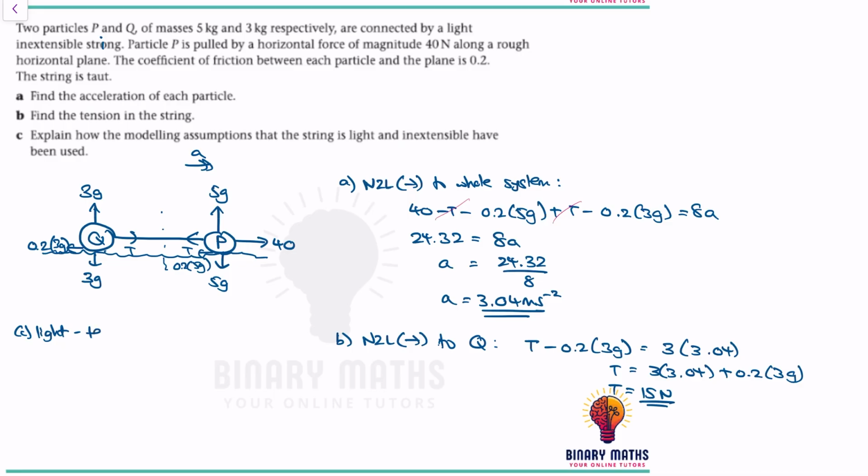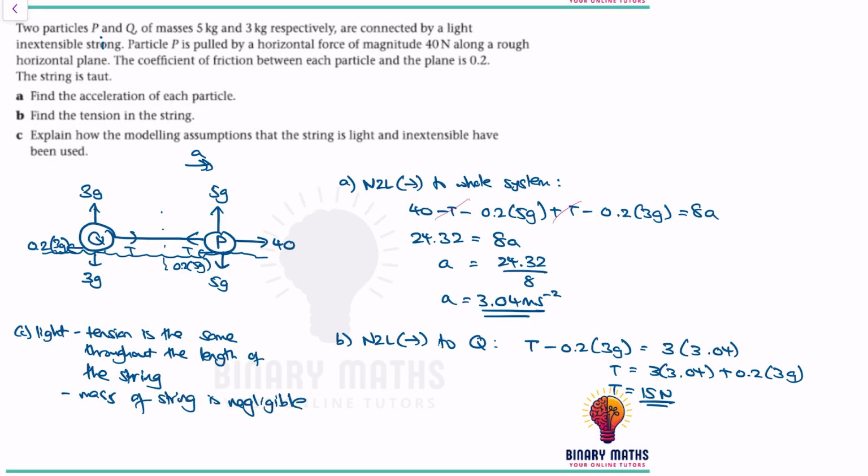light means tension is the same throughout the length of the string. And it also means the mass of the string is negligible. And inextensible means acceleration of the masses is the same.